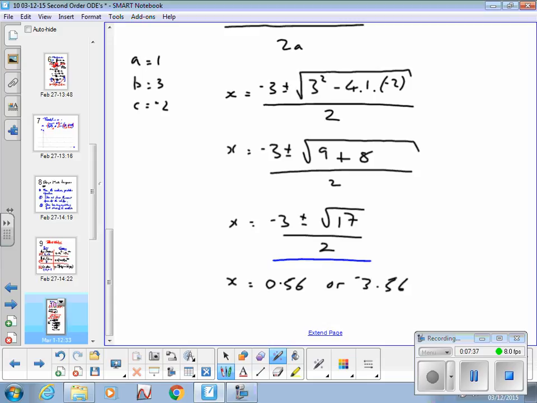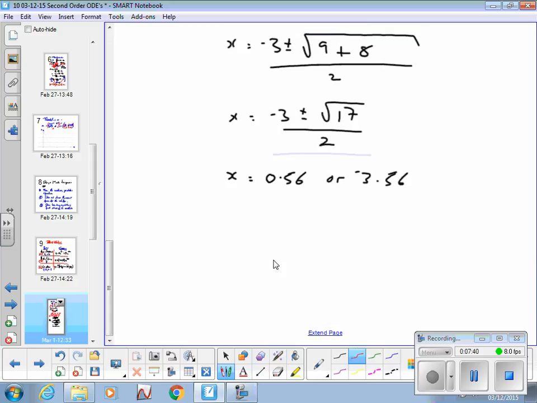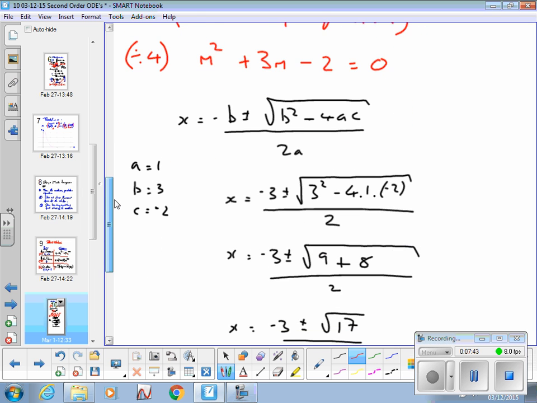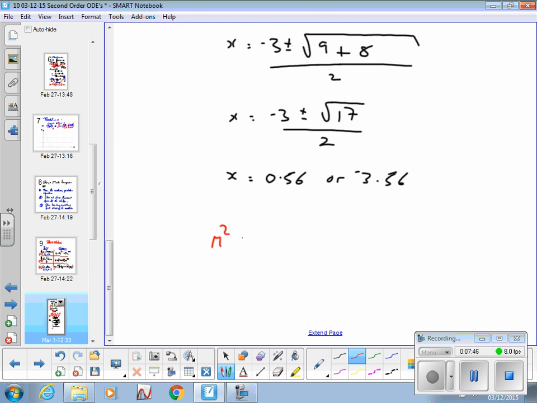The other way we could do it is using the perfect square. So what we do is we take this m squared plus 3m minus 2 equals 0. We halve the 3 and square it, and that gives us 2.25. So the perfect square would be m plus 1.5 squared, which is plus 2.25, but then we take away 4.25 and we get back to minus 2, so we end up with that.